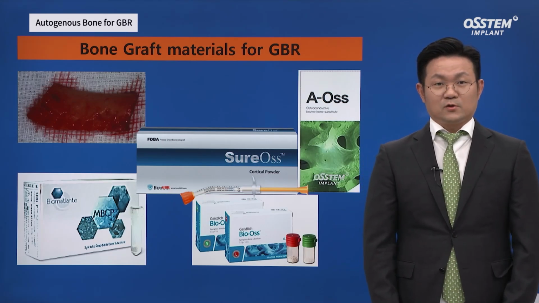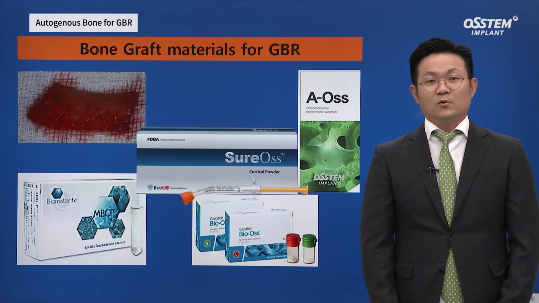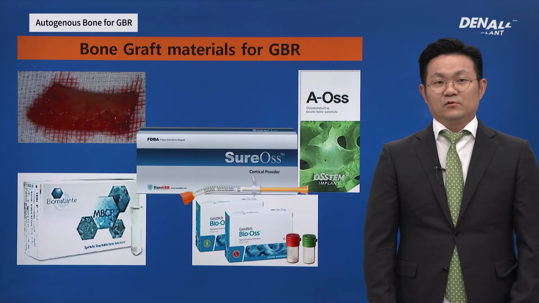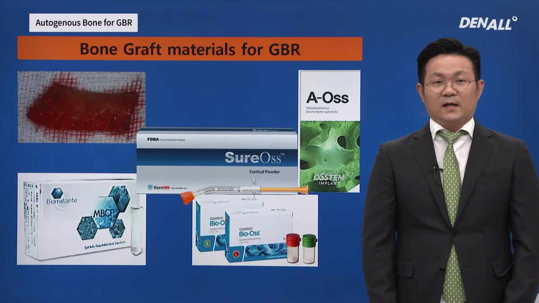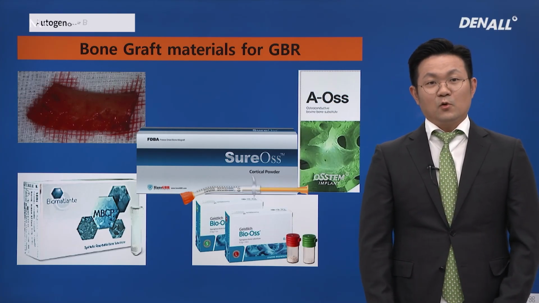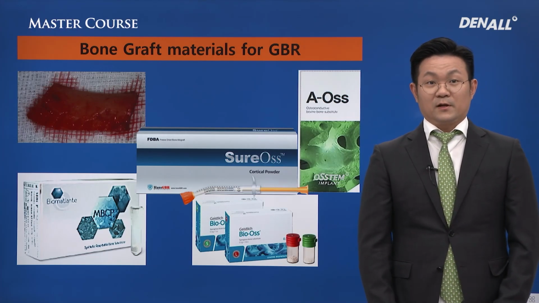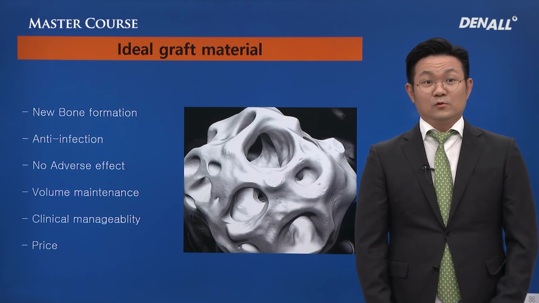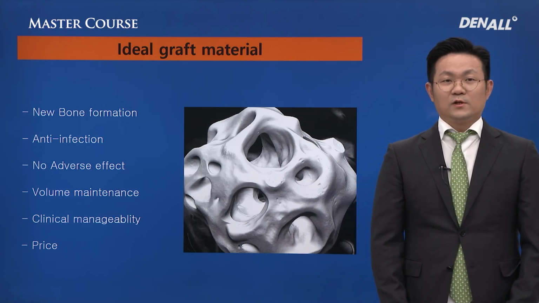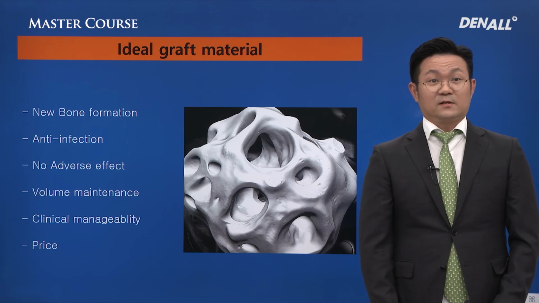There are many different types of bone graft materials, including autogenous bone, allograft, xenograft, and synthetic bone. In various situations, and depending on the surgeon's preference, we would choose a different bone material. Today, we are going to talk about autogenous bone.